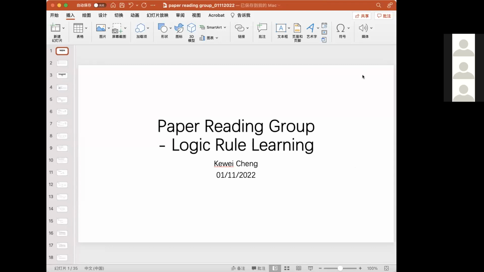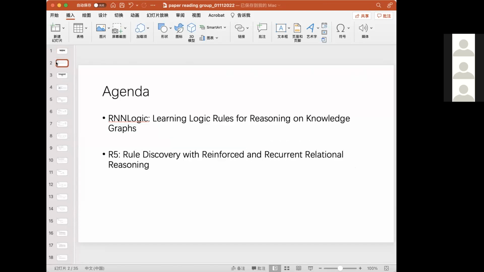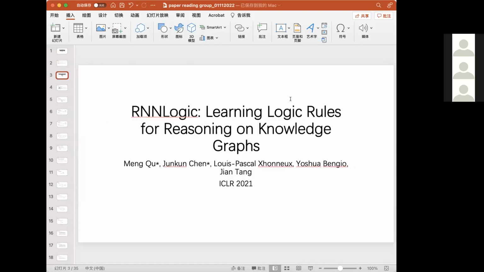In today's reading group, I will introduce two papers related to logical rule learning. The first paper is RNNLogic, which tries to learn logical rules for reasoning on knowledge graphs. The second paper is R5, rule discovery with reinforced and recurrent relational reasoning. We will begin today's presentation by introducing the first paper, RNNLogic.